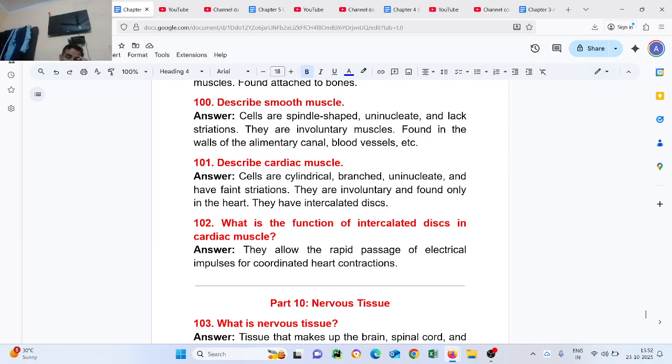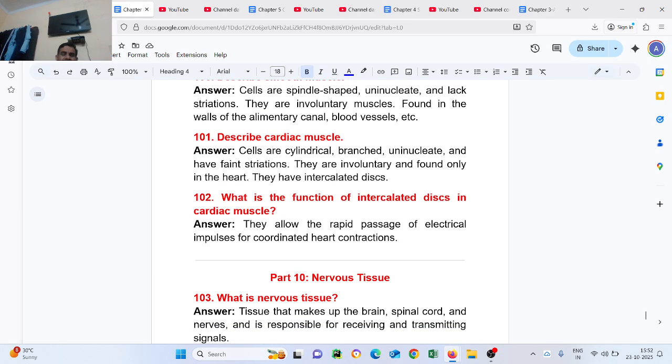So now question number 102. What is the function of intercalated discs in cardiac muscle? They allow the rapid passage of electrical impulses for coordinated heart contraction.